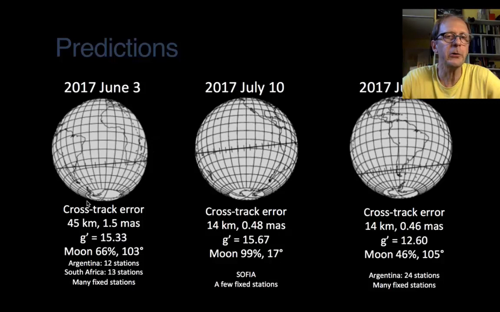On June 3rd, the shadow passed over South America and South Africa. In July, it passed over the Southern Pacific. And July 17th, sorry, the date is cut off, it passed over the extreme southern end of South America.